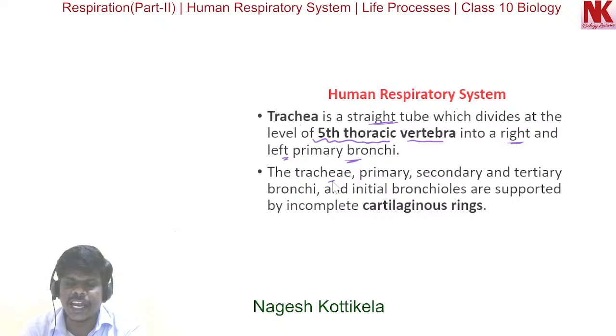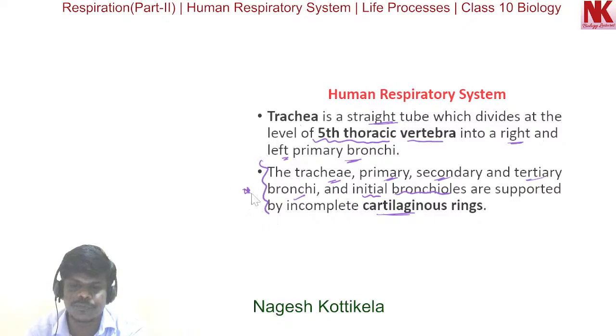Now the trachea, the primary, secondary and tertiary bronchi and initial bronchioles are supported by incomplete cartilaginous rings. This is one of the very important concepts for exams. I repeat the statement once again. The trachea, primary, secondary and tertiary bronchi and initial bronchioles are supported by incomplete cartilaginous rings.